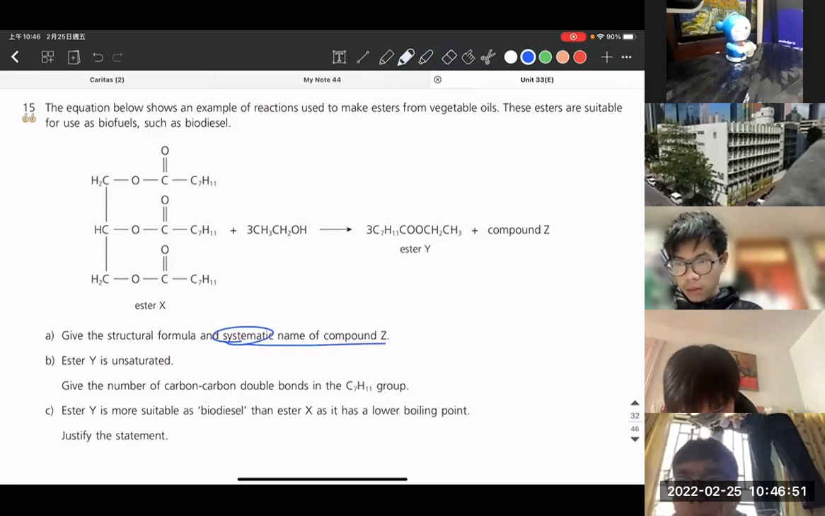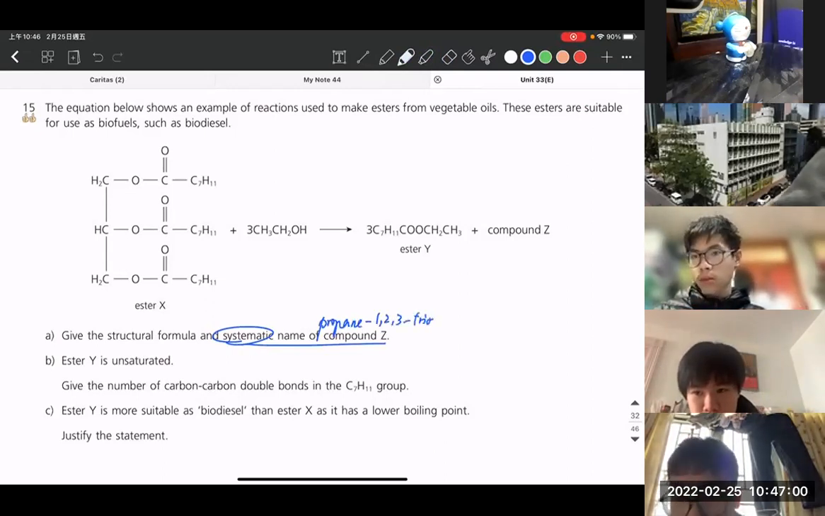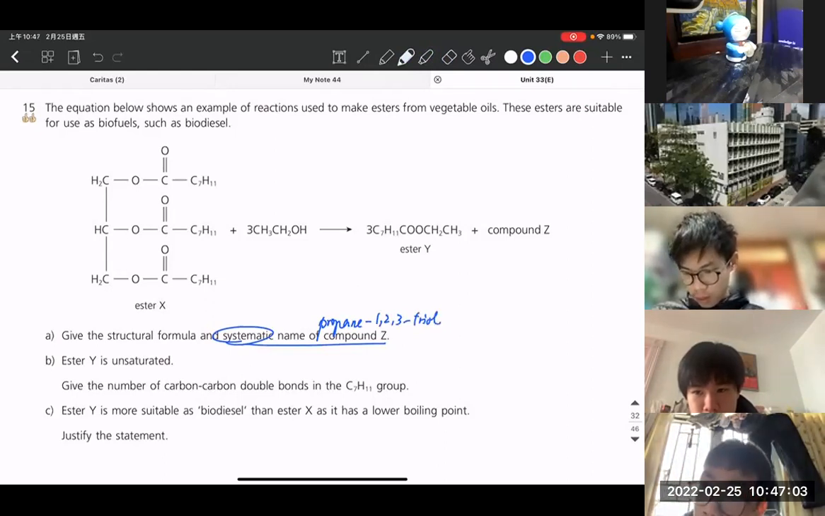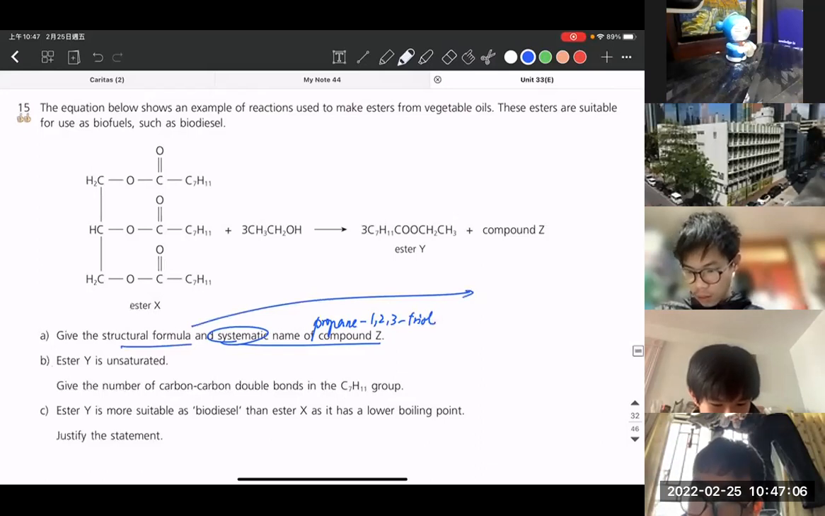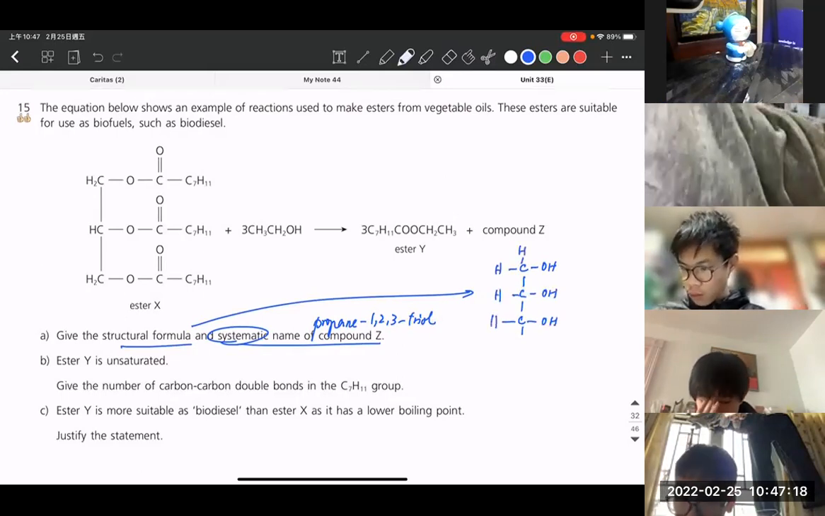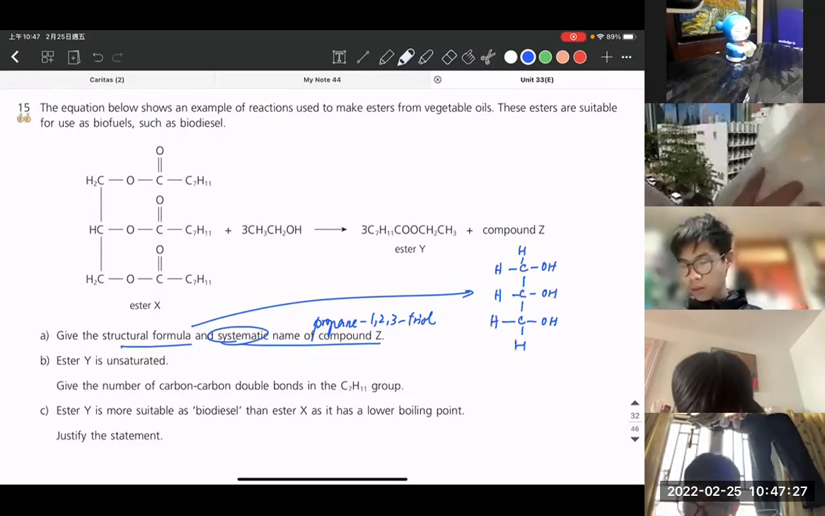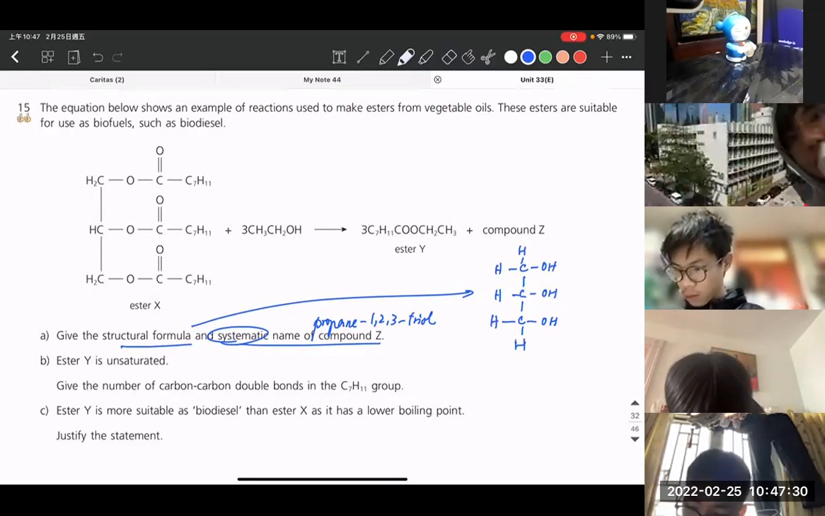Systematic name, but not glycerol. You can never write glycerol as the systematic name. Now it is the common name, just like a nickname, right? Structural formula. So you are going to draw it as a triol. Propane-1,2,3-triol. Okay, like this. Propane-1,2,3-triol. Now this is what you should be highly aware of. Okay. And part B. Now you have to calculate.